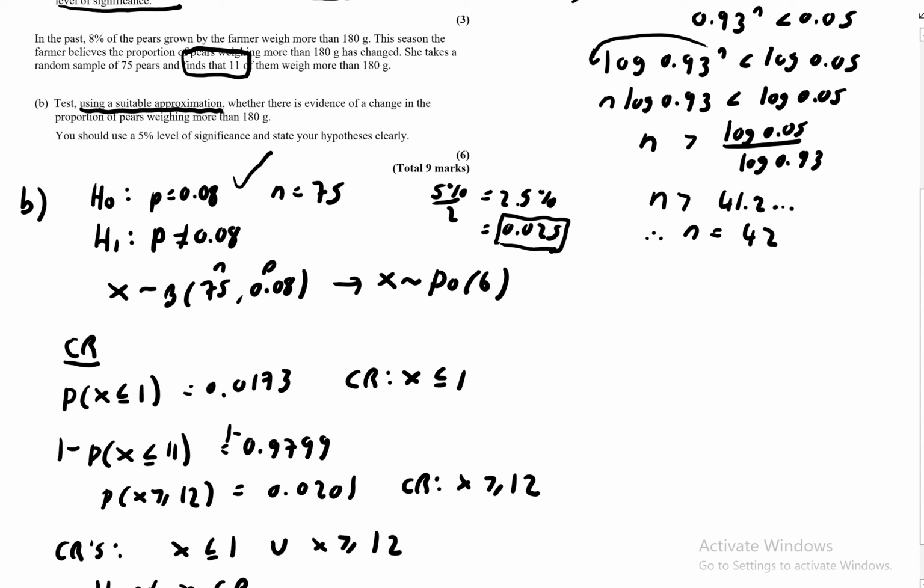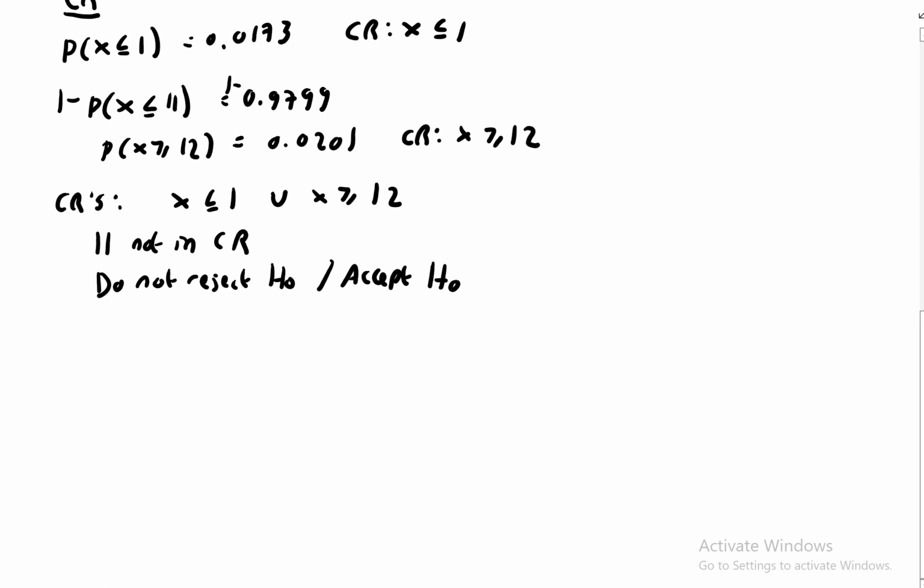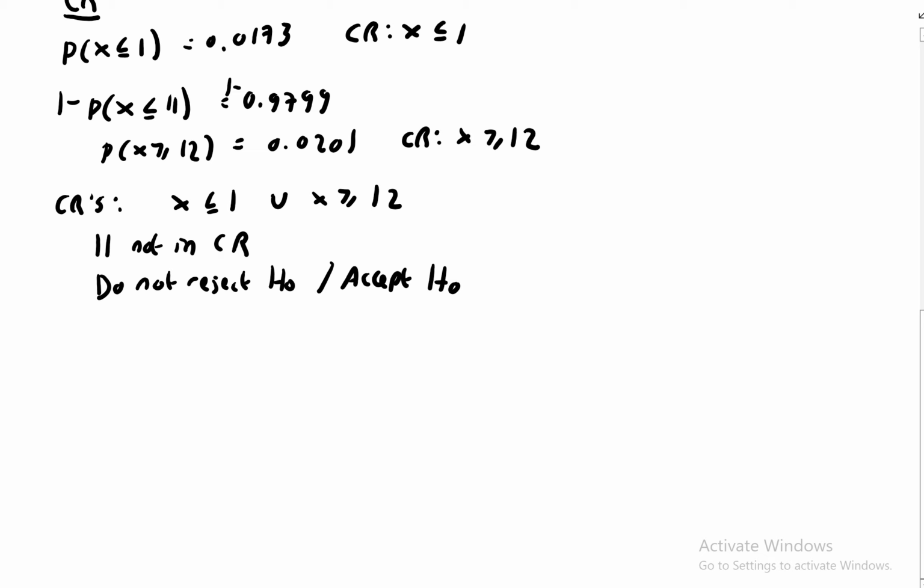Now the farmer believed that the proportion has changed, so we can say that the farmer is wrong. So we can conclude that there's not enough evidence to support the farmer's belief. Or you can say not enough evidence to suggest that there's been a change in the proportion of pairs weighing more than 180 grams.